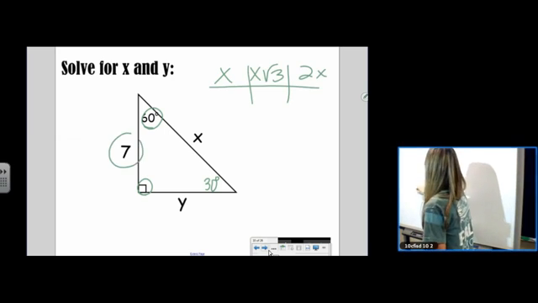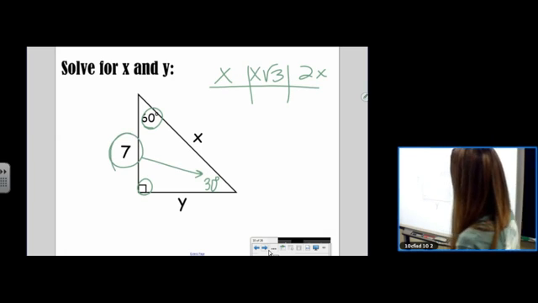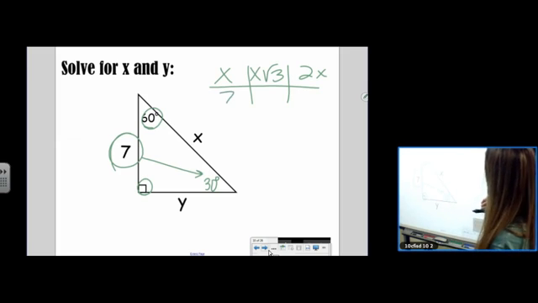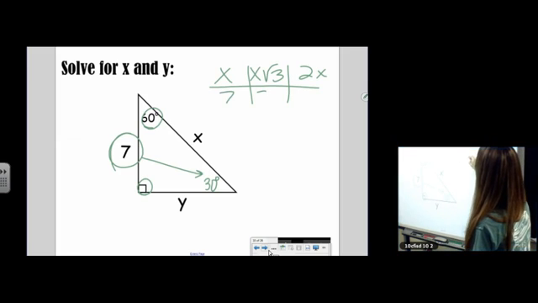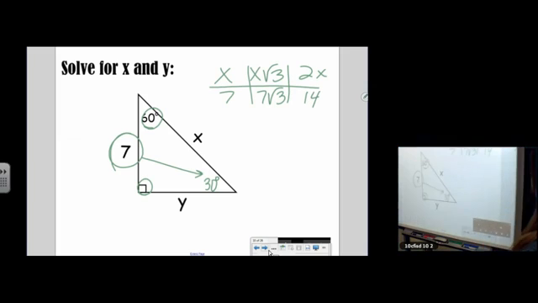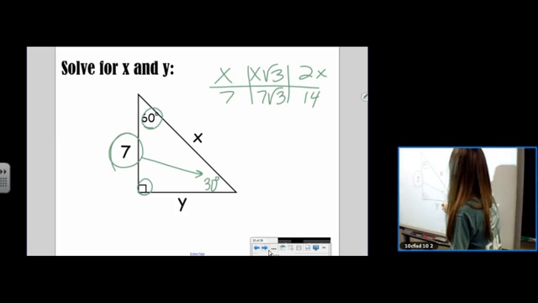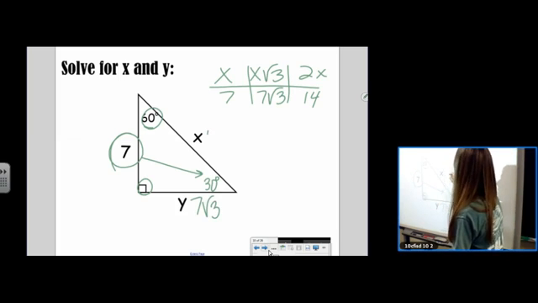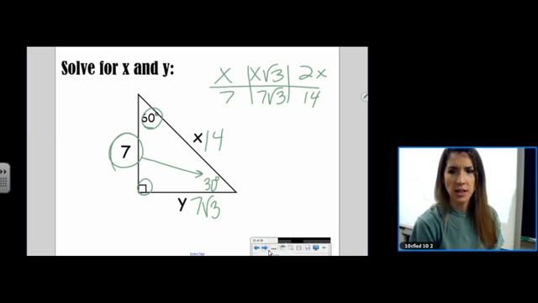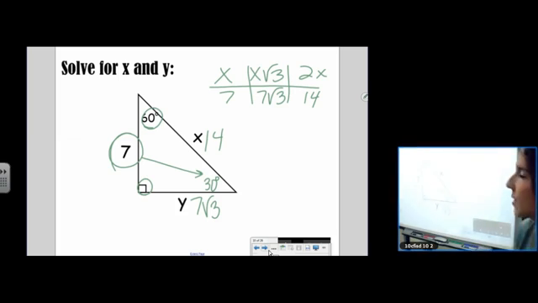We were given the side across from 30. That's our x. We were given our x. So we can just follow the pattern. X, x root 3, 2x. So I know that y is 7 root 3, and I know that x is 14. This will show up a lot on your TEKS test, on your final, all of the above.